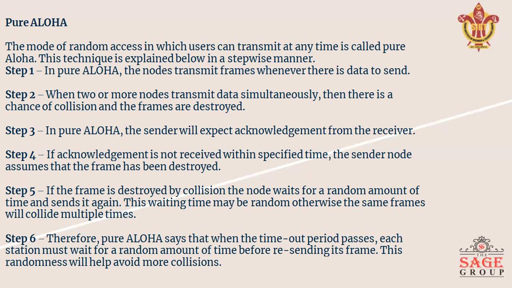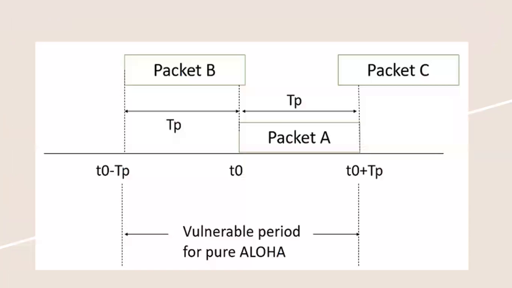Now, in step 5, if the frame is destroyed by the collision, the node waits for a random amount of time and sends it again. So that means in the case of pure Aloha, there is a chance of retransmission. This waiting time is random, otherwise the same frame will collide multiple times. It means if multiple nodes send data simultaneously, there is a collision. In step 6, therefore, pure Aloha says that when the time-out period passes, each station must wait for a random amount of time before retransmitting its frame.